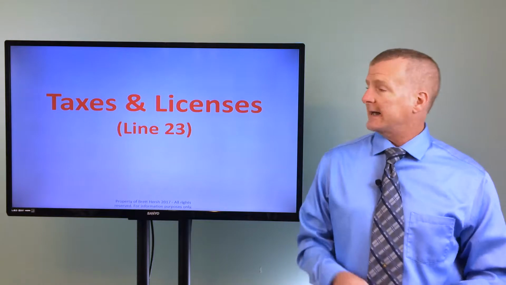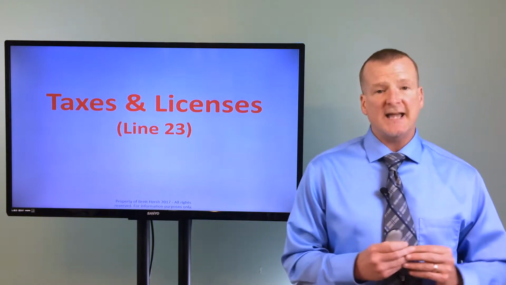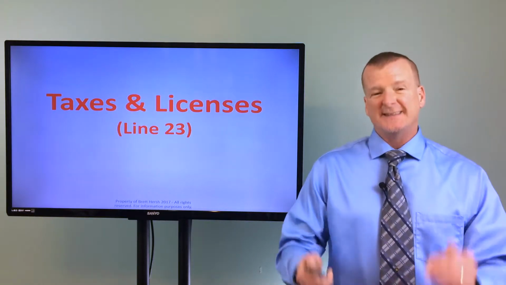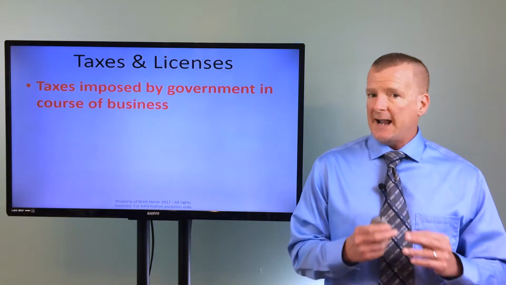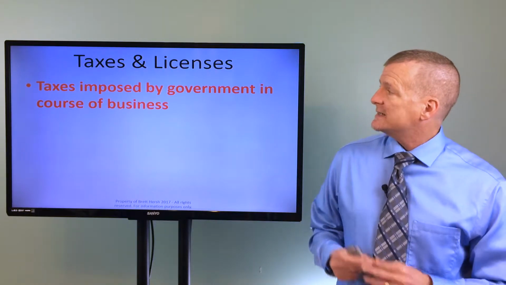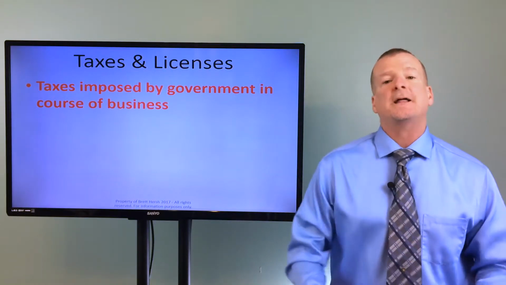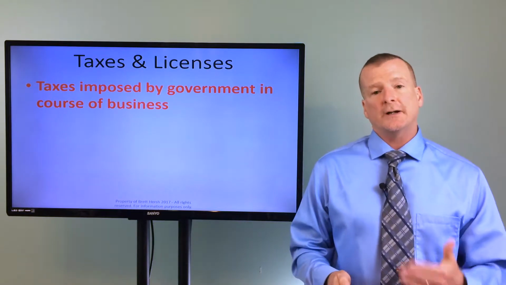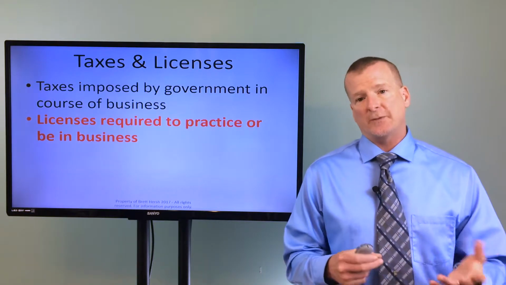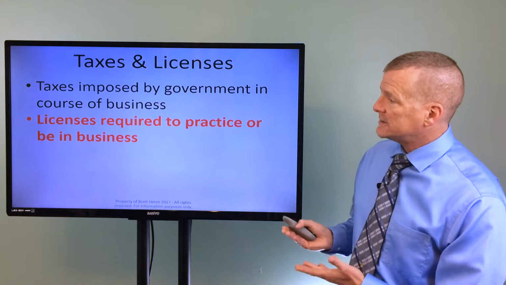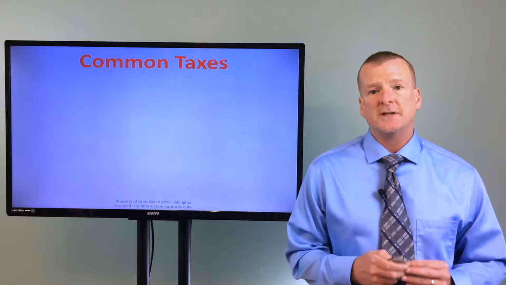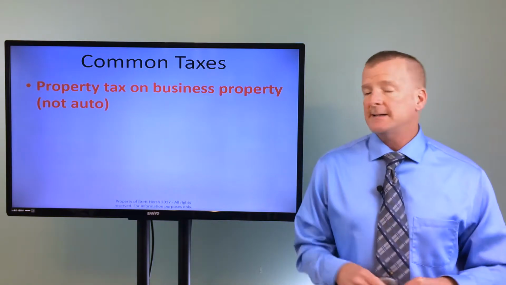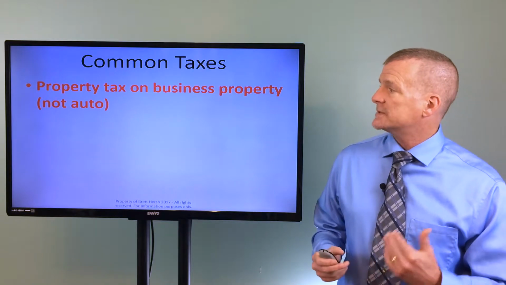Let's move forward. Line 23, taxes and licenses on your tax return. These are deductible items, and these are really related to taxes imposed by the government that you have to pay during the course of your business. For example, a license required to practice or to be in business. Some other common taxes would be property taxes on business property.